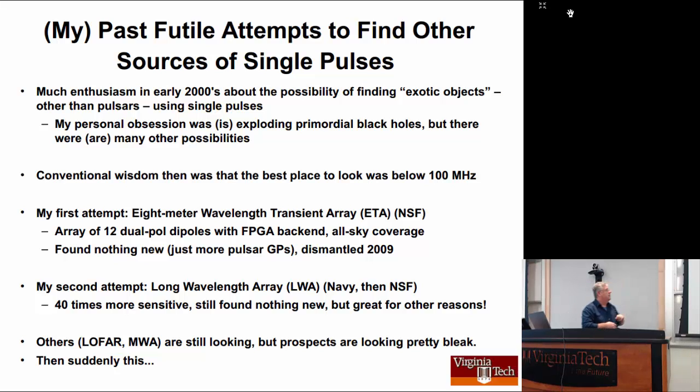Around 2000 to 2003, the conventional wisdom was that the best place to look for these was below 100 megahertz. There's a whole bunch of theory associated with that, pointing to VHF frequencies as being the place to go. So in fact, my very first funded research project at Virginia Tech was this thing called ADA, the 8-meter wavelength transient array of 12 dipoles with a big FPGA backend. It looked at the whole sky, continuously churned on the sky and looked for these things, doing incoherent dedispersion all the time for the whole sky.